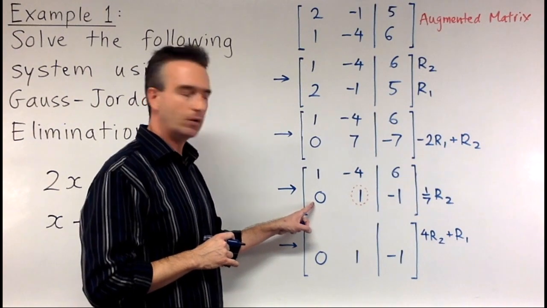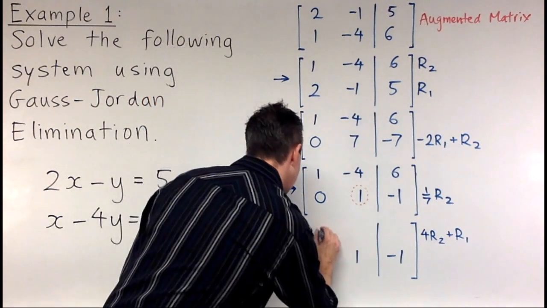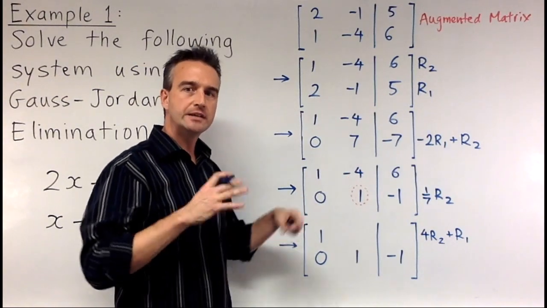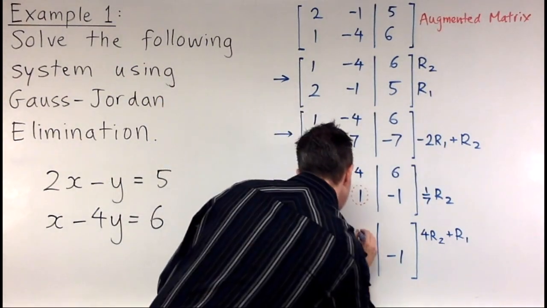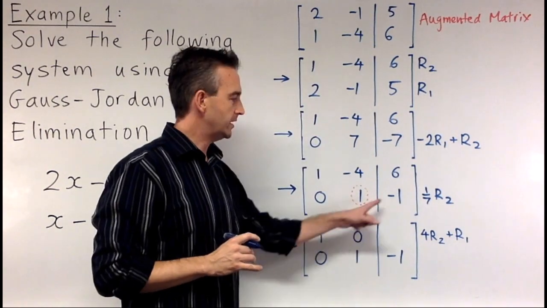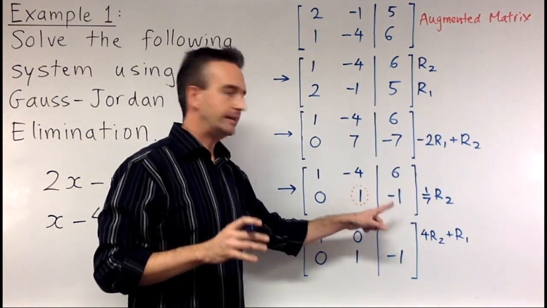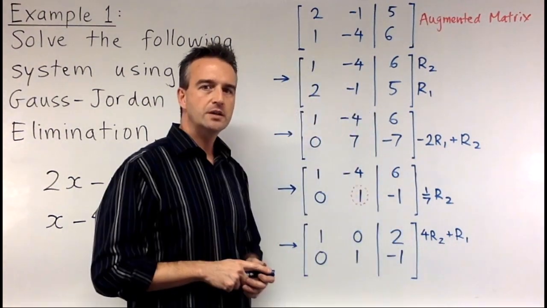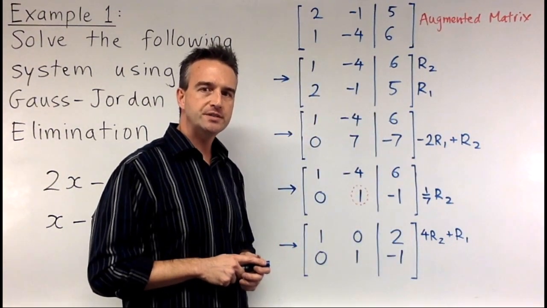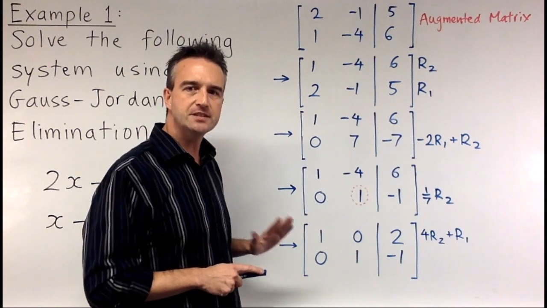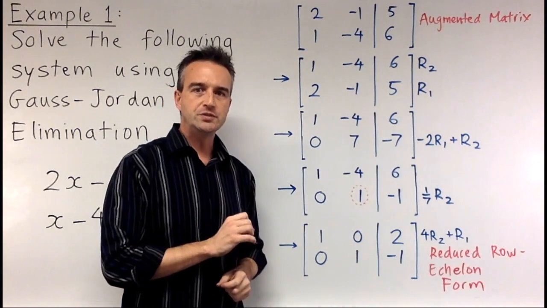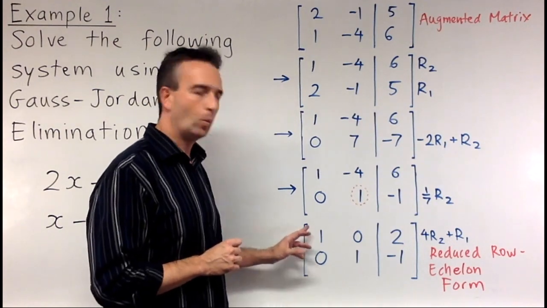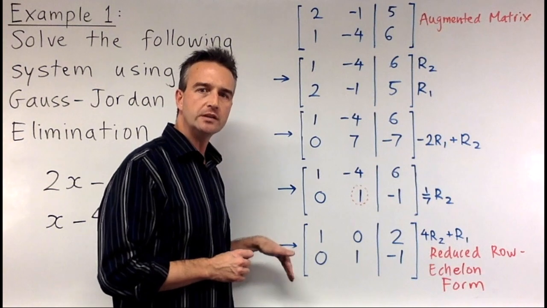4 times this, 0. Plus this, 1. 4 times this, 4. Plus -4 gives 0, as we wanted. 4 times -1 gives -4. -4 plus 6, 2. So this Gauss-Jordan elimination process is now finished. And this final form is called reduced row echelon form. Reduced row echelon form has this format of 1, 0, 0, 1 on the left side.